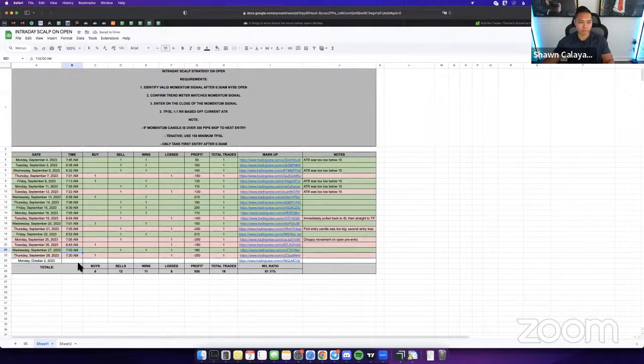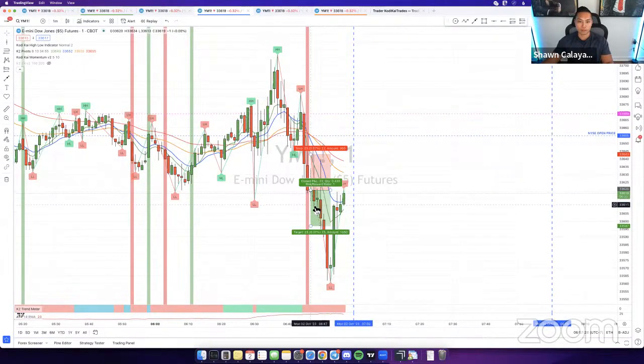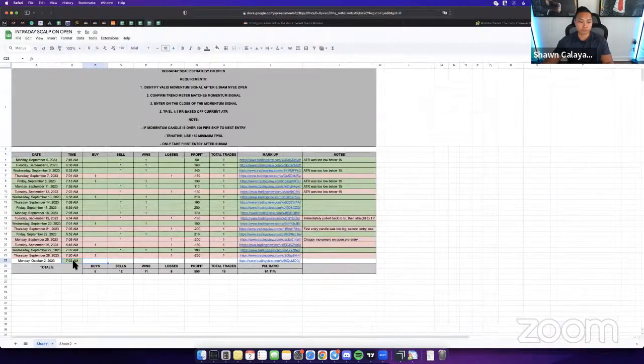And I haven't taken any trades today. All right, this one came up at 6:47. This was for a sell. It was a win, 230 points, or 230 pips.